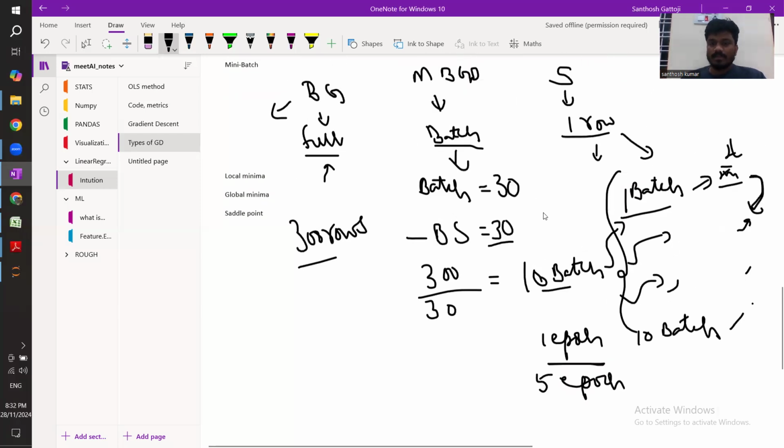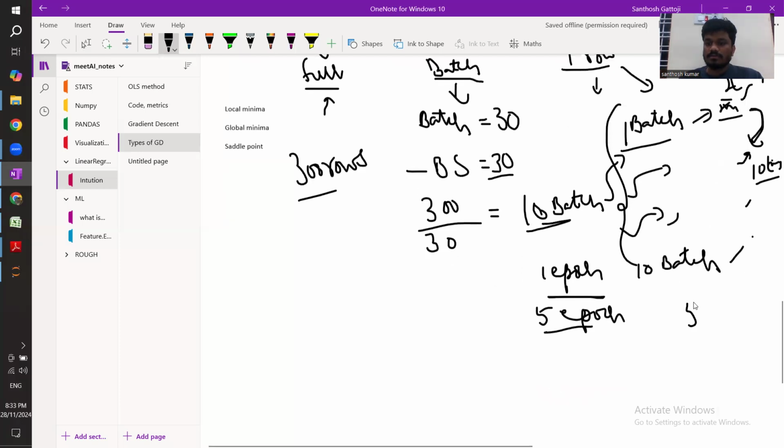So how many times is it updating? Over here, 10 batches. In each batch, it will pass the complete batch, calculate loss, and update. So in one batch, it is updating how many times? One time. So total 10 batches, 10 times. If you complete 10 times, that is one epoch. So 5 epochs, how many times? 50 times. Now for 300 rows itself, if you consider, how many times will my batch gradient descent update? Can you tell me?